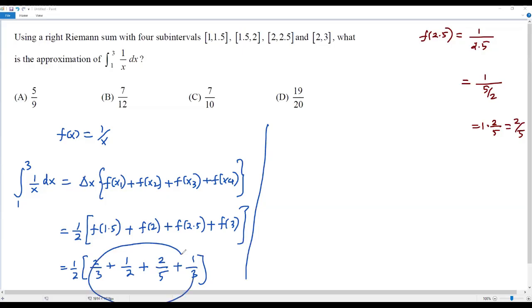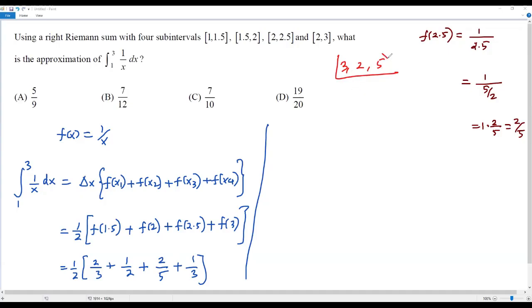Okay, now to add these fractions, I need a common denominator. That is, we need to get the same denominator for all the 4 fractions over here. So for that, we have to find the least common multiple of 3, 2, 5. Since the same 3 is repeated, we can ignore it. Let's find the least common multiple of the 3 different denominators, 3, 2, and 5. Is there any common divisor for all these 3 numbers other than 1? No, there is no common divisor.